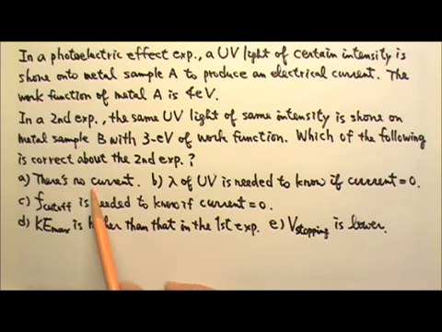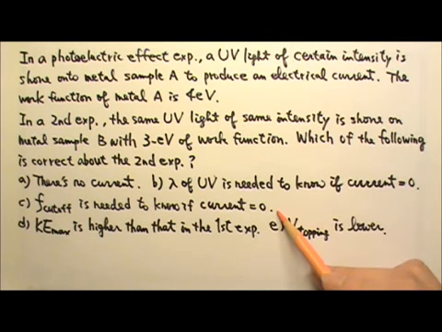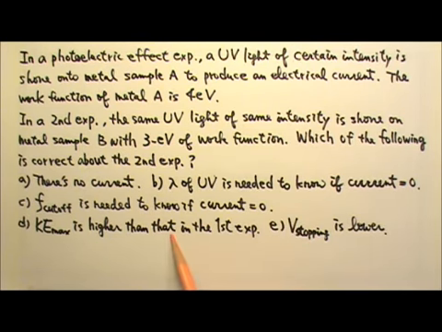A. There is no electric current produced in the second experiment. B. The wavelength of the incident UV light is needed in order to decide whether there is an electric current in the second circuit or not. C. The cutoff frequency is needed in order to decide whether there is an electric current or not. D. The maximum kinetic energy of the ejected electron is higher than that in the first experiment. E. The stopping voltage is lower than that in the first experiment.